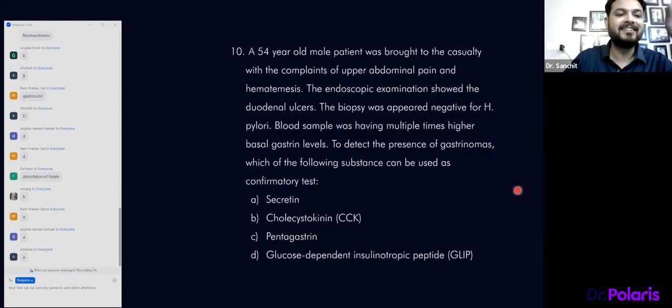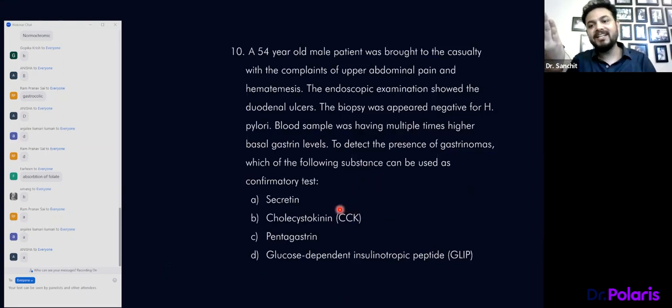Cholecystokinin. Yes. It is secretin. Absolutely right. Secretin is a hormone that is always opposite to gastrin. Gastrin will always increase gastric acid production. Secretin will decrease gastric acid production. So why we call it a secretin confirmatory test is because if you give secretin to this patient, usually what should happen? It should decrease the gastrin, right? But in gastrinomas, even if you give secretin from outside, gastrin secretion will not stop because these gastrin-secreting tumors will keep on secreting it. So that is the confirmatory test that we call the secretin confirmatory test.